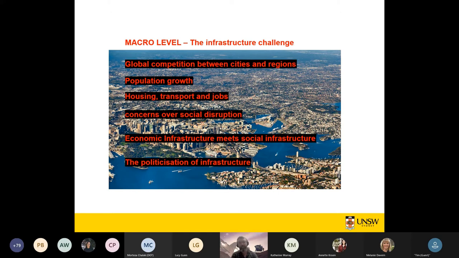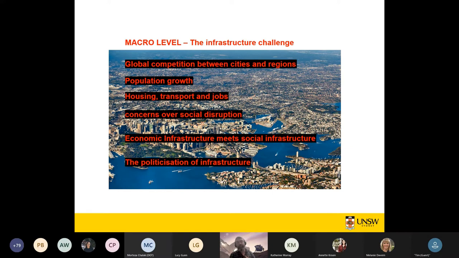So the politicians that are making decisions on our behalf are often driven by this idea of global competition between cities and regions. That is mixed with population growth, because the more competitive a city you are, the more population growth you'll have. You'll entice workers of a certain caliber with money, et cetera. But population growth also drives real challenges within cities too. And that's a fundamental driver in how transport planning, urban planning and land use planning more broadly try to deal with population growth. Underneath that is how we provide housing, transport and jobs for our population to keep our cities global. And within that, it also concerns social disruption.